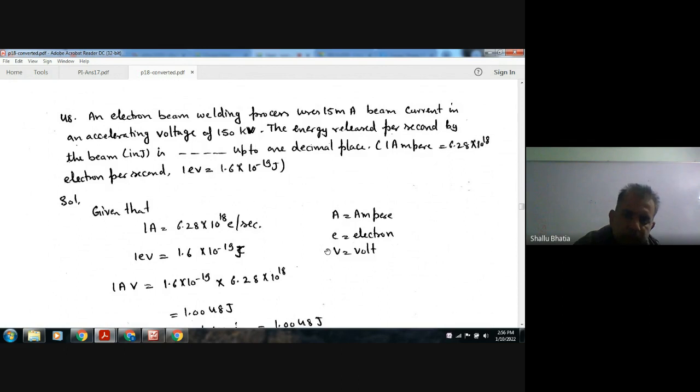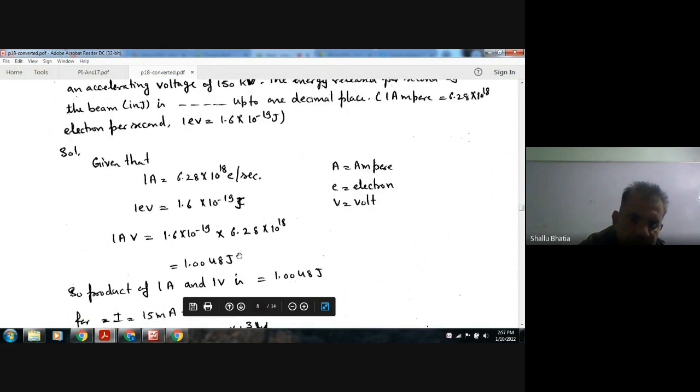Okay, so this we have to consider. Now 1 ampere is this electron per second, and 1 electron volt is this. So 1 ampere volt is the multiplication of these two, and this will be your energy, joule per second. This is the electron volt. So one electron volt is the energy provided by one electron.